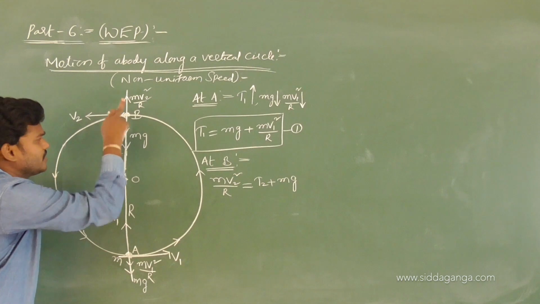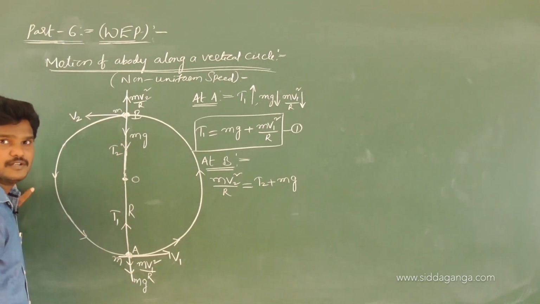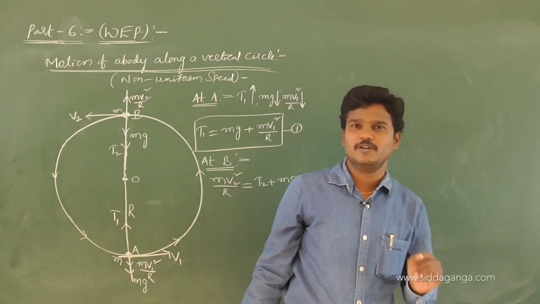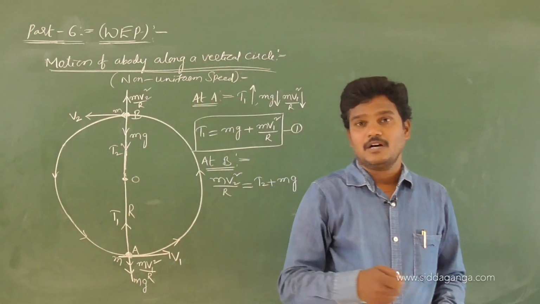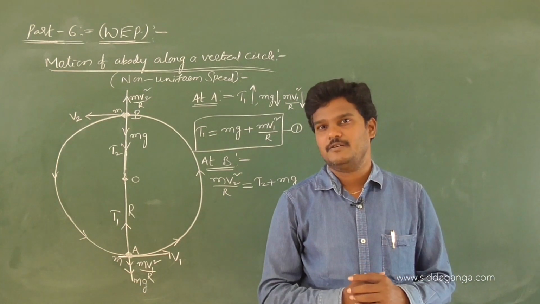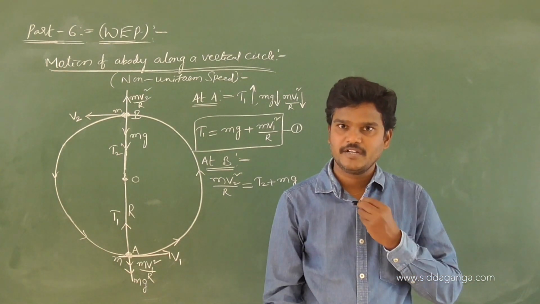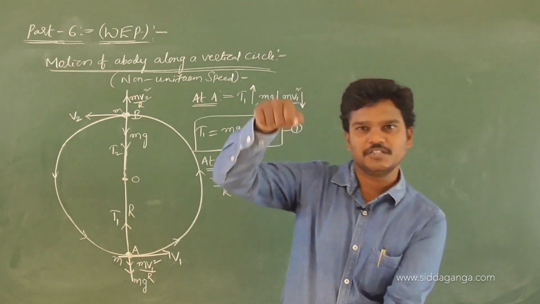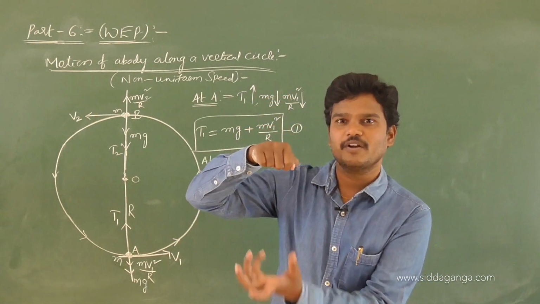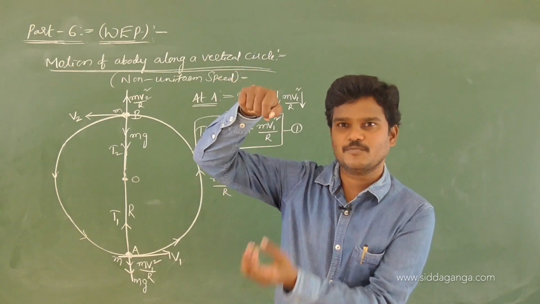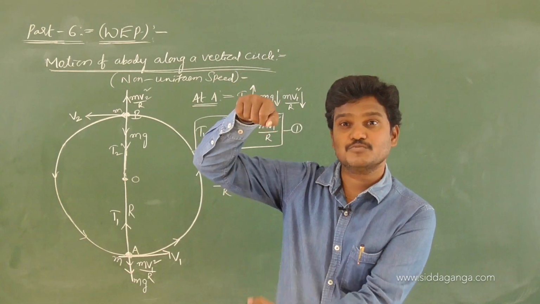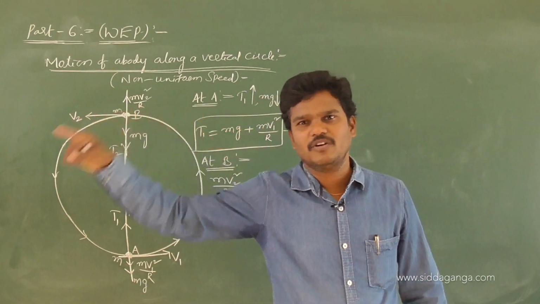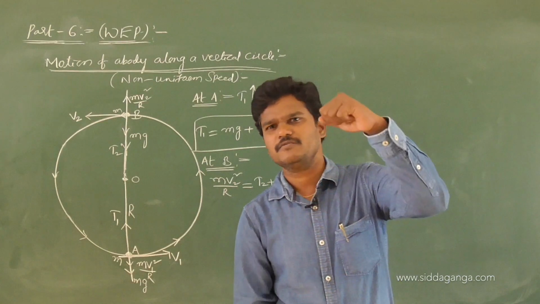Upward is mv2 square by r, T2 and mg are downward. And observe here one thing. Once the body is rotating in a vertical circle, observe the tension in the string when the body is at the lowest point and when the body is at the highest point. Observe the stretching force developed when the body is at the lowest point. If the body is at the lowest point, the wire will stretch more. Generally, once you rotate like this, if the body is at the lowest point, the stretching force will be more.